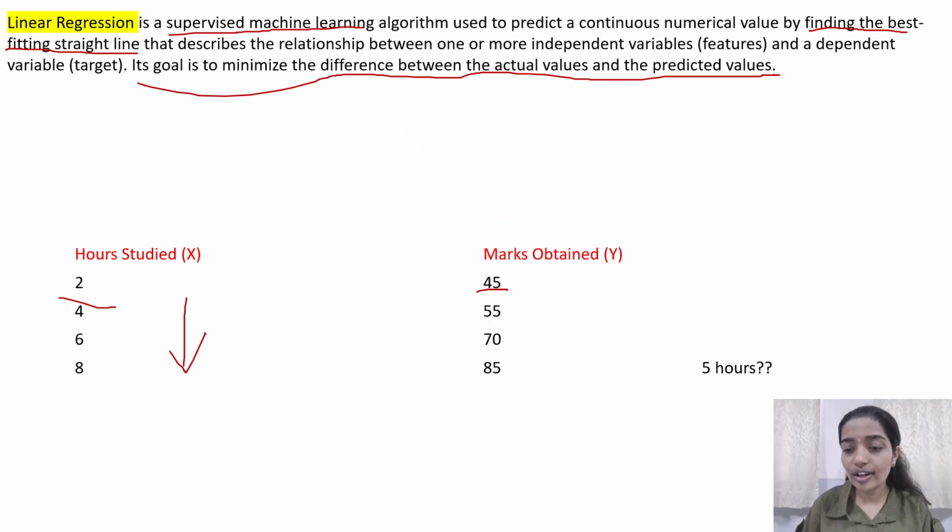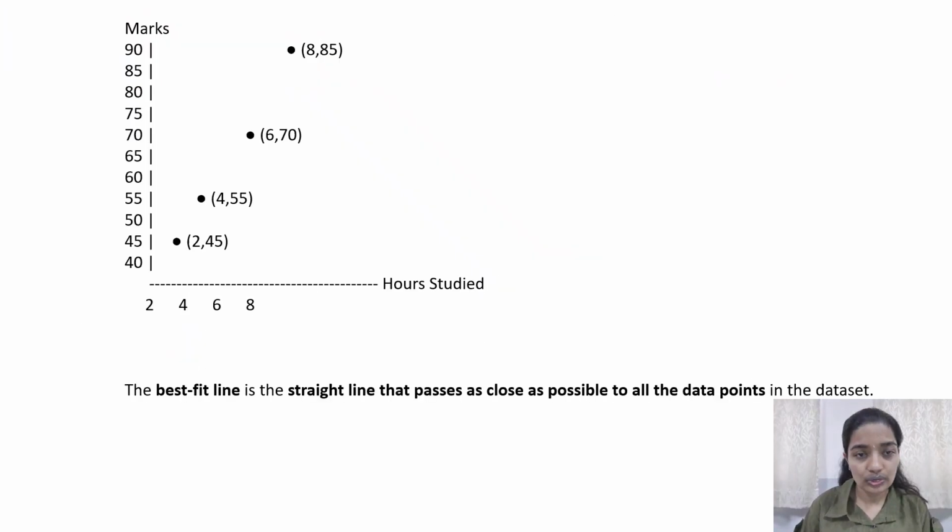This is a numerical value, so that is why it is a regression problem. Now what will we do? We will plot this graph. When we study for 2 hours, we obtain 45 marks. The x-axis is for the hours studied and the y-axis is for the marks. Then if we study for 4 hours, we score 55 marks. This is how we plot the entire data set that is available to us.